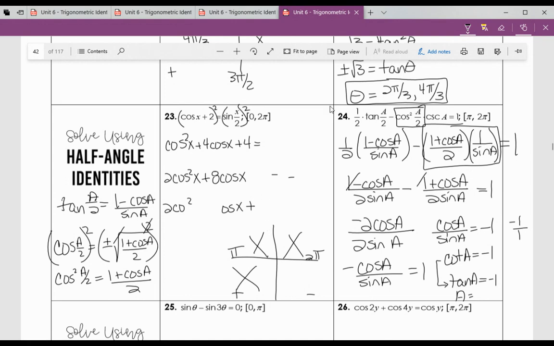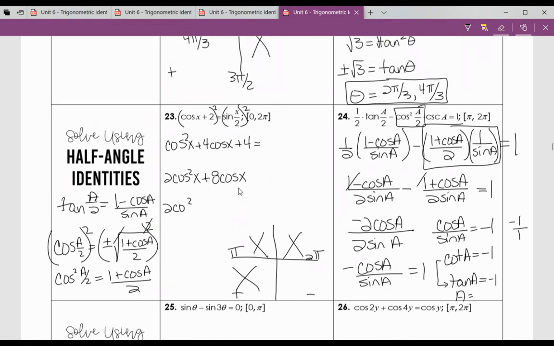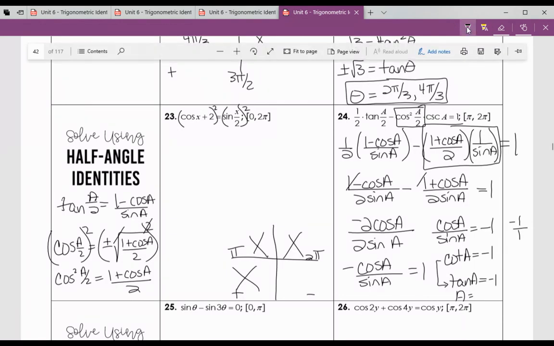Now, if you recall, and I've said it a couple of times already in this video, tangent of any angle on the unit circle is y over x. Well, the only set of coordinates where you take y and divide it by x that gives you negative 1 would be at 7 pi over 4, because that is your square root of 2 over 2 and negative square root of 2 over 2 point. So my final answer for this particular problem is 7 pi over 4.